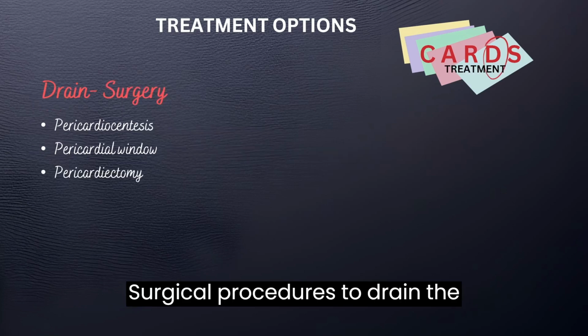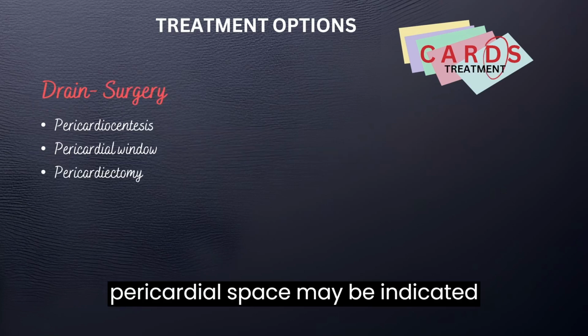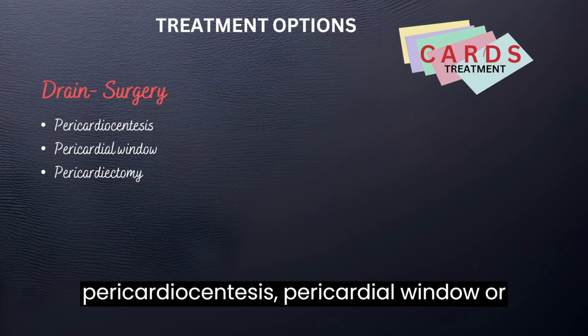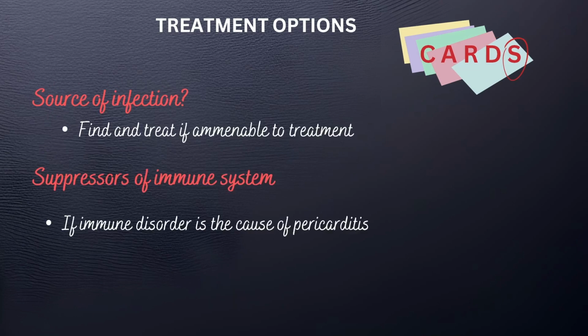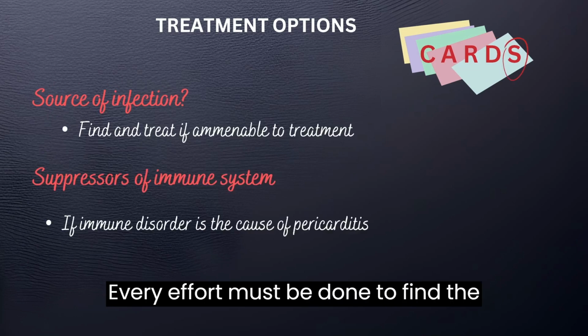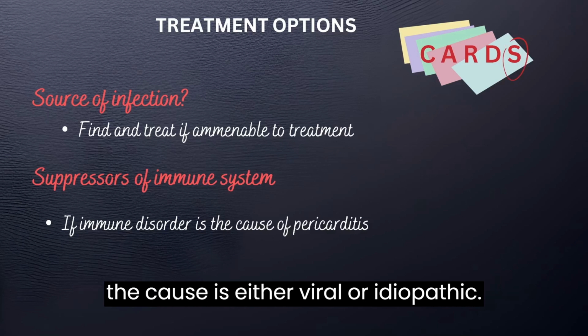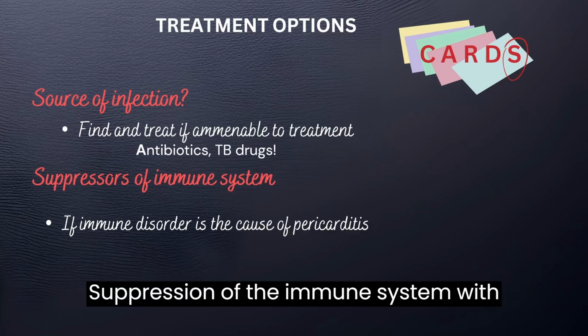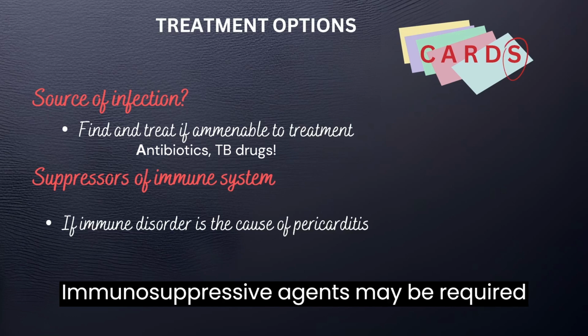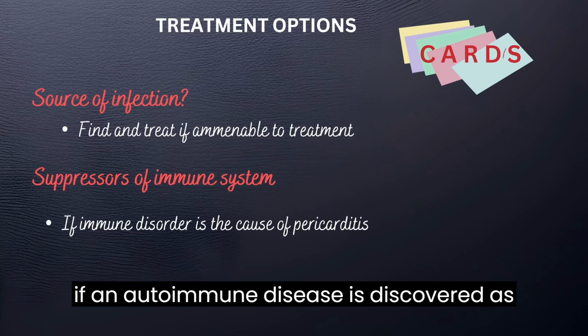Surgical procedures to drain the pericardial space may be indicated. Among such procedures are pericardiocentesis, pericardial window, or a pericardiectomy. Every effort must be made to find the underlying cause and treat it. In many cases, the cause is either viral or idiopathic. Suppression of the immune system with immunosuppressive agents may be required if an autoimmune disease is discovered as the etiologic factor.